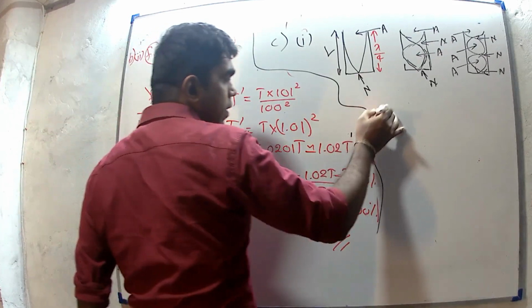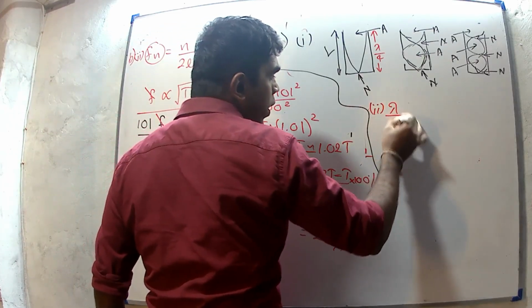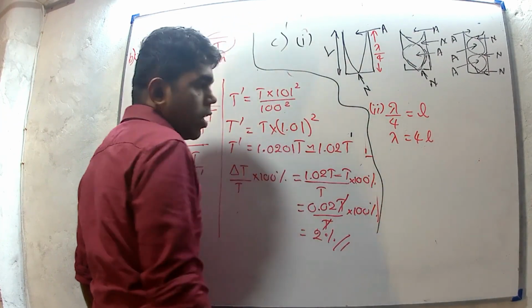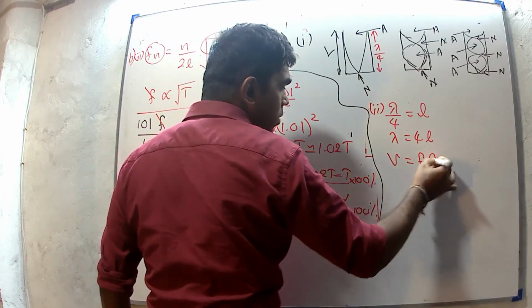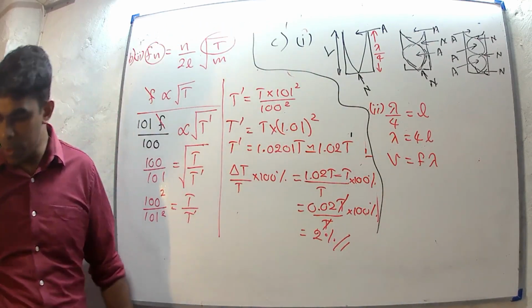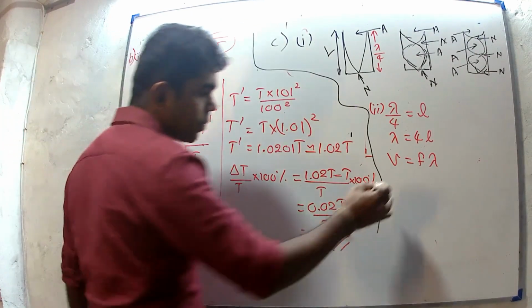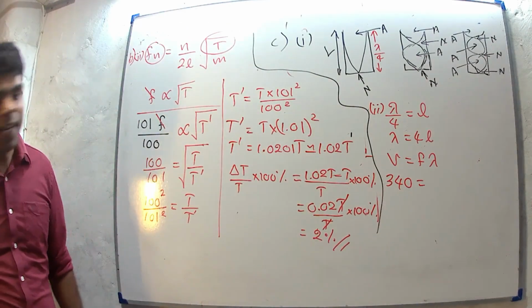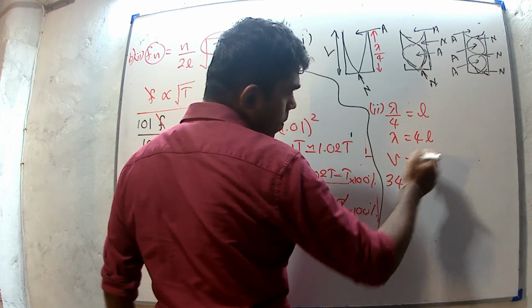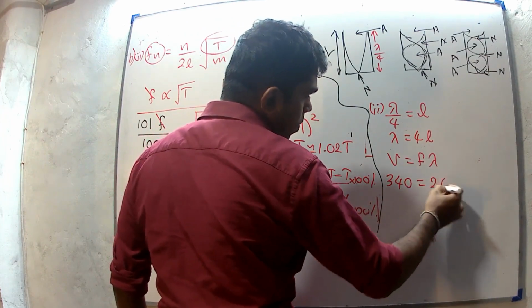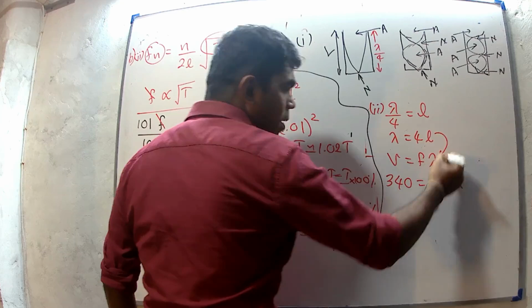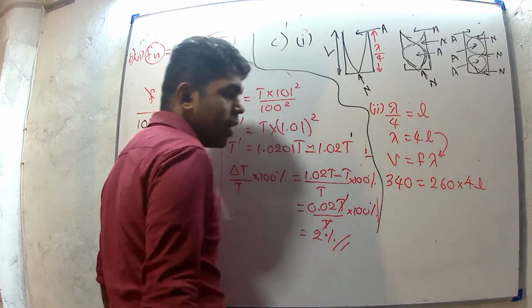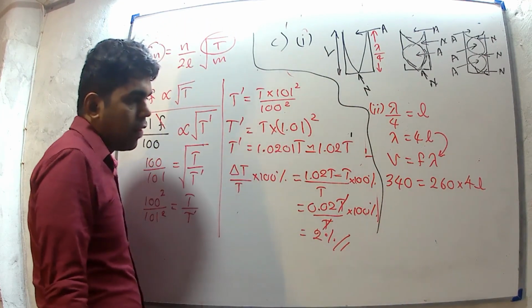Then we can get lambda over 4 equals L. Lambda equals 4L. Then we can use v equals f lambda. They have given that the velocity of sound is 340, and the fundamental frequency is 260. We can substitute the wavelength by using this equation, 4L. Then we have to simplify it.